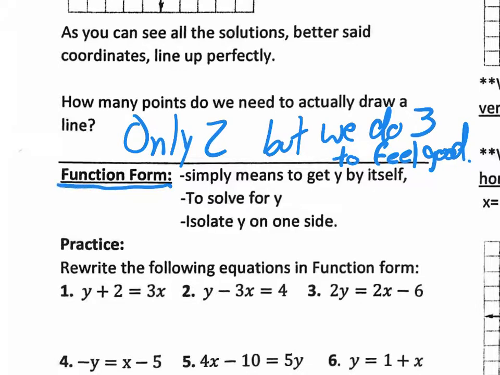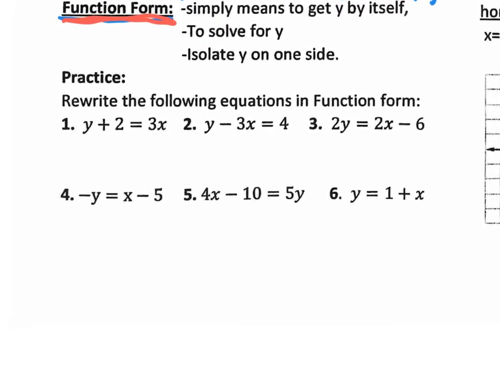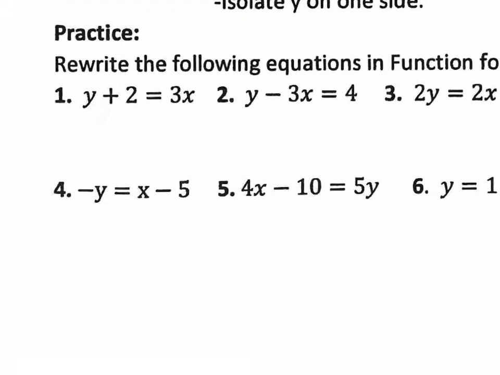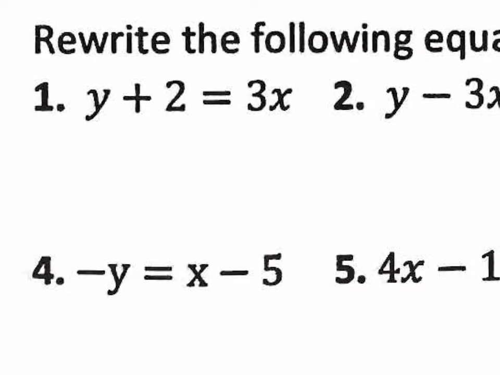Function form, very important. Function form is simply getting y by itself on one side of the equal sign. Okay, we need to memorize this, guys. What does function form mean? To solve for y, to isolate y on one side. It simply means to get y by itself. Okay, so let's practice taking these regular equations that have 2 variables and let's rewrite them in function form.